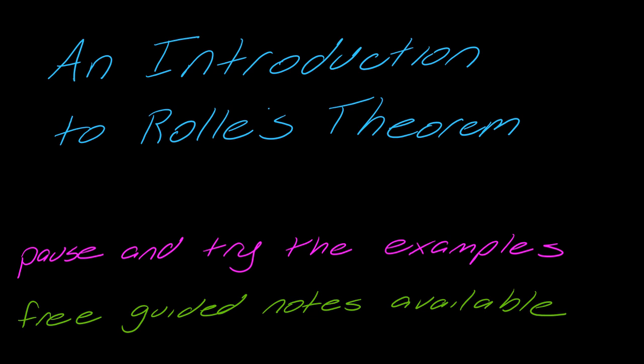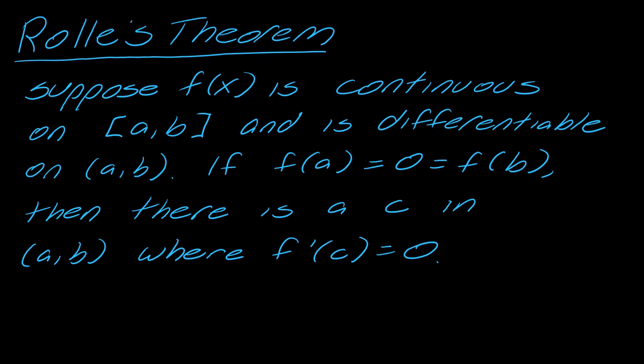So to begin, let's state Rolle's theorem. I'll read it out to you, and I highly recommend that you write this down. Suppose f of x is continuous on the closed interval from a to b and is differentiable on the interior of a to b. If f of a equals 0, which also equals f of b, then there is a c in a to b where f prime of c equals 0.